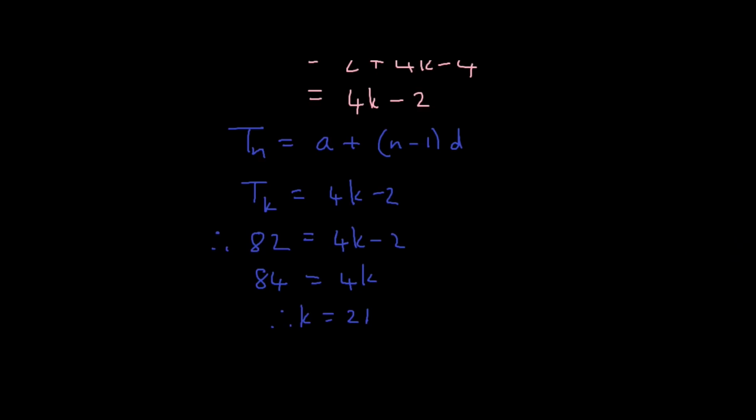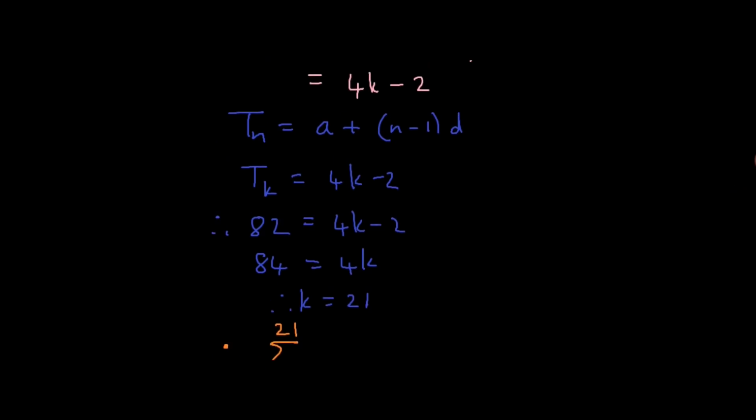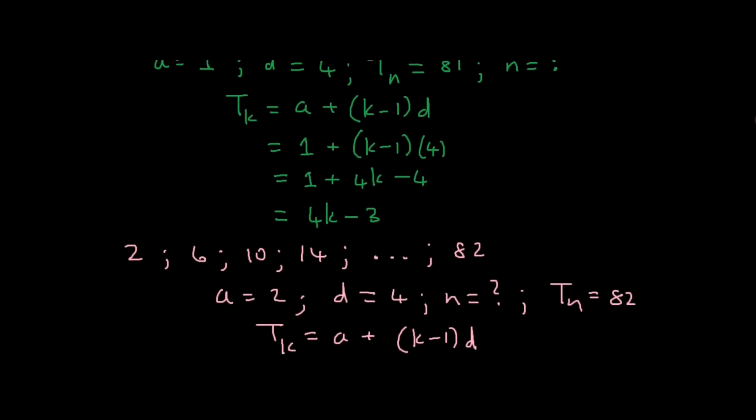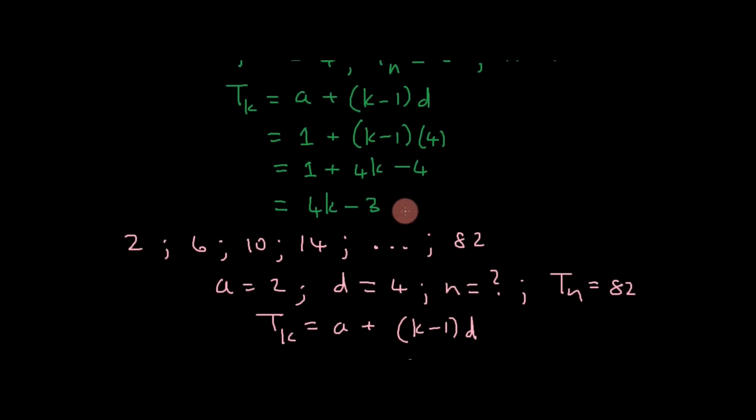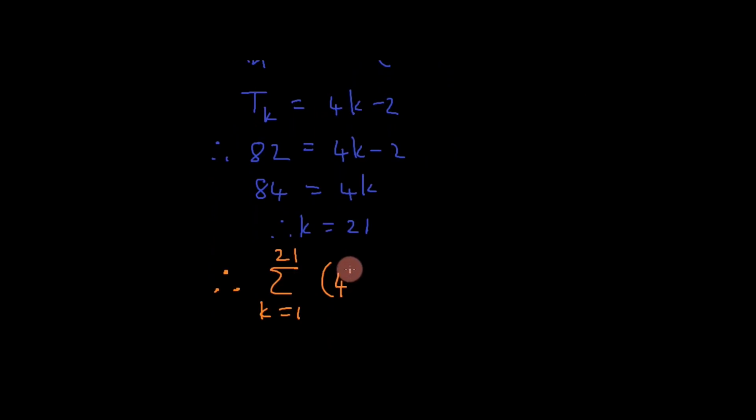So now we can write down our final answer. We needed the sum of the series. So it's sigma, or the sum, where k goes from 1 to 21. And we're going to multiply the general terms. So it's 4k minus 3 multiplied by 4k minus 2. And this is our answer to the question.